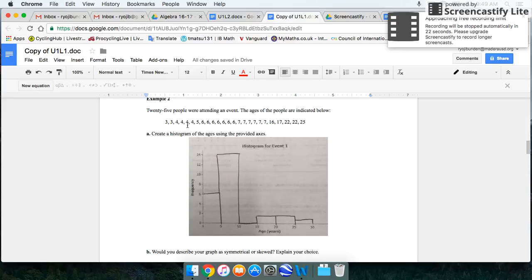So we have 6 people that fall between 0 and 5. We have 14 people that fall between 5 and 10. 0 people that fall between 10 and 15. 2 people that fall between 15 and 20. 2 people that fall between 20 and 25. And 1 person that's 25 to 30.